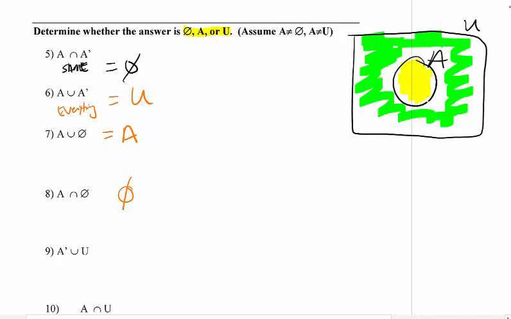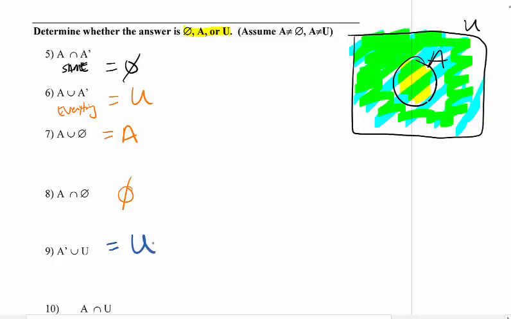Number 9, A complement, which is the green up here, union universal. Universal is everything in the box. So union says include everything. So remember, the universal set would have been all of this. So everything is colored in. So my answer there should be the universal set.